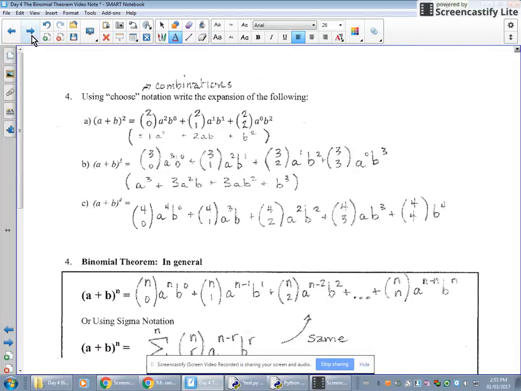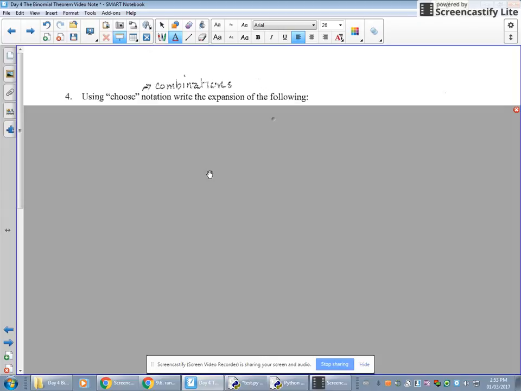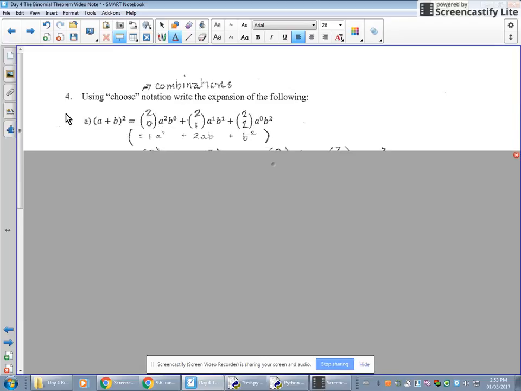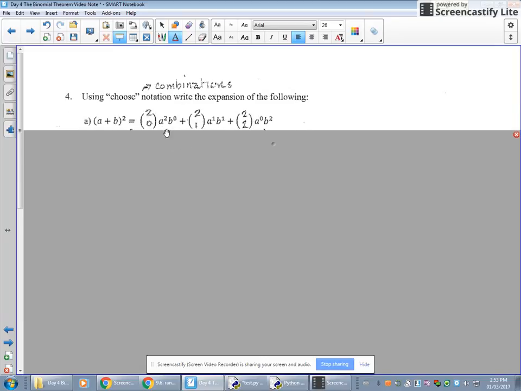All right, so let's take a look at an example. So we'll apply this. All right, so using choose notation, write the expansion of the following. When it says the word choose, it's really just meaning combinations. So (a + b) squared is simply power 2. We have 2 items to choose. And so the first term becomes, we're choosing it as though we're choosing no items, 1 item, 2 items.